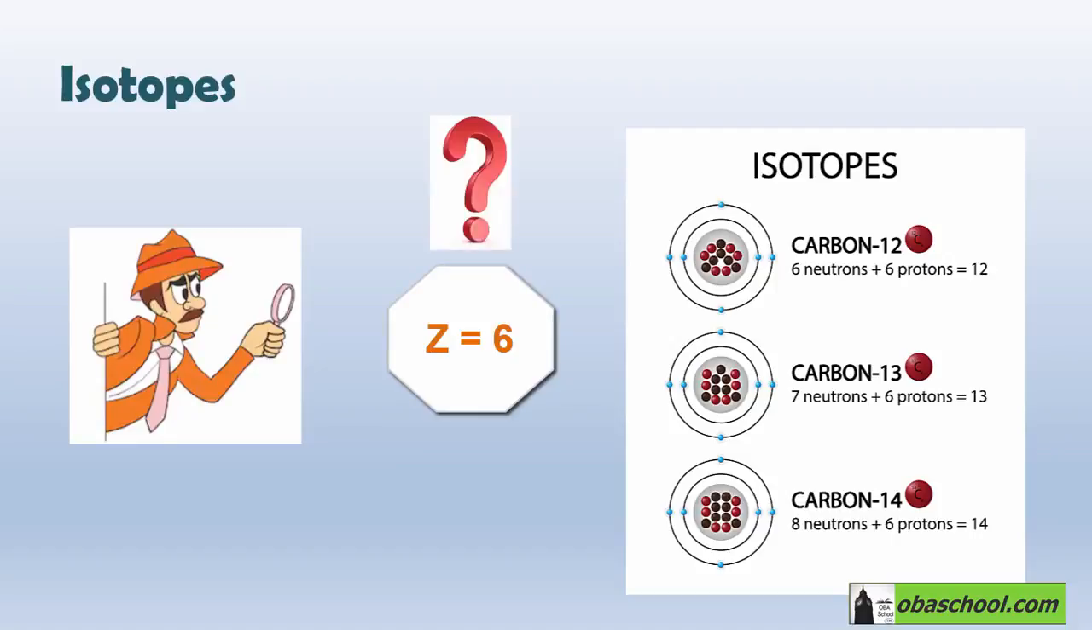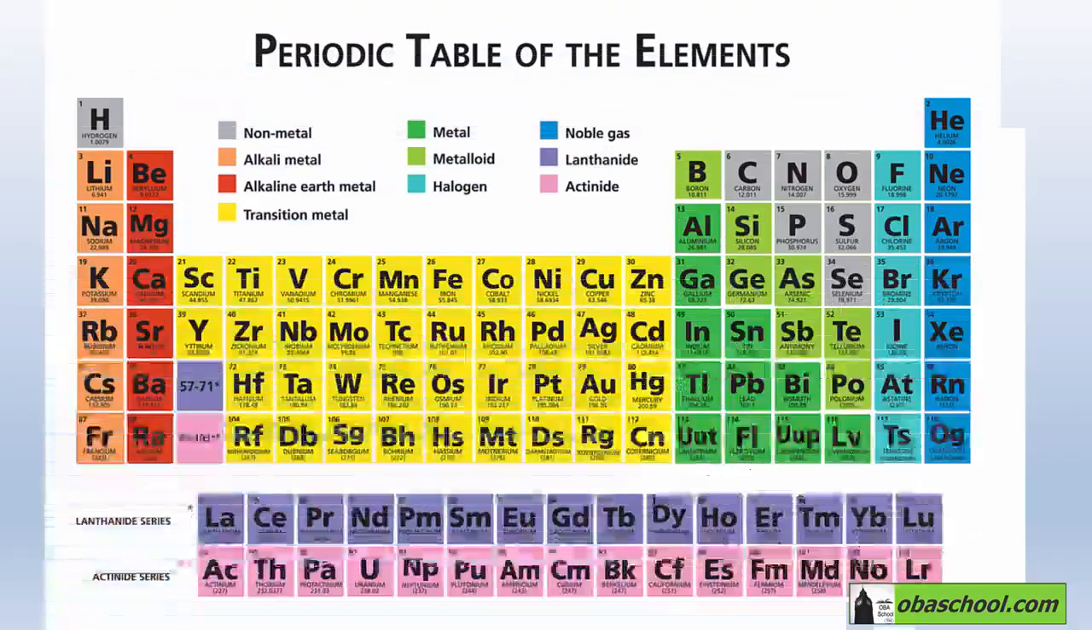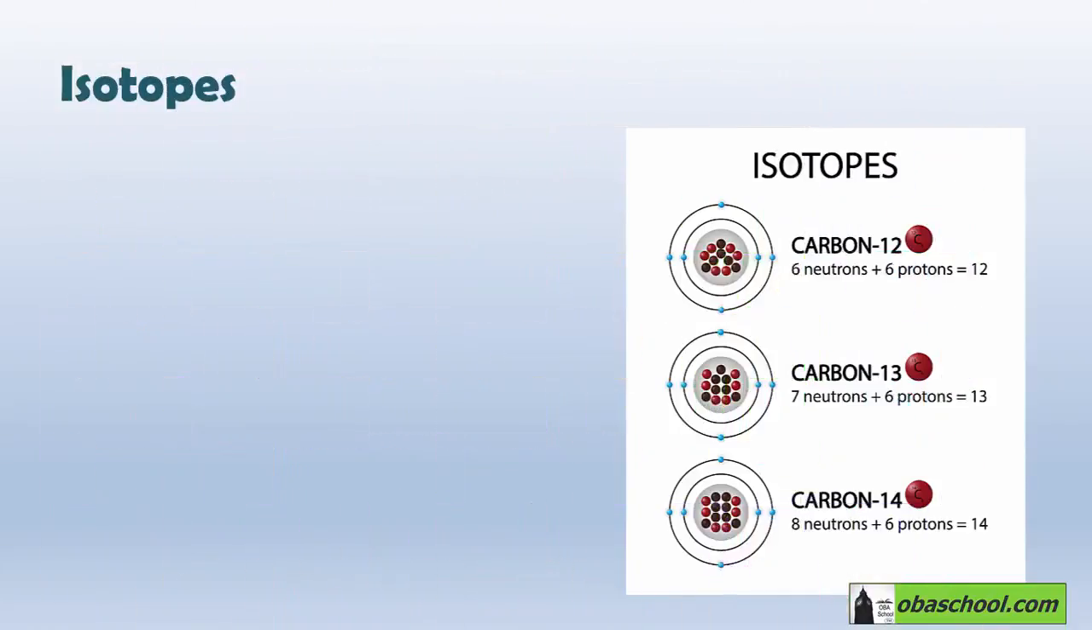How did we know that the atomic number is 6? Because each of them has 6 protons in the nucleus, and the atomic number is equal to the number of protons. So here is the periodic table. We will start counting, and we will find that the element which has an atomic number of 6 is carbon. So these are 3 atoms of the element carbon.